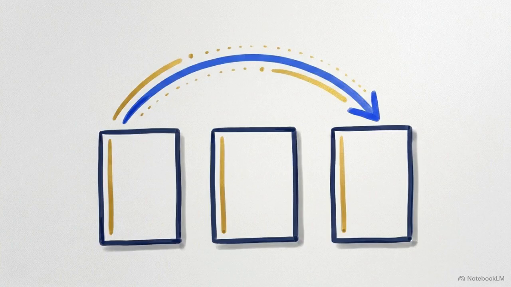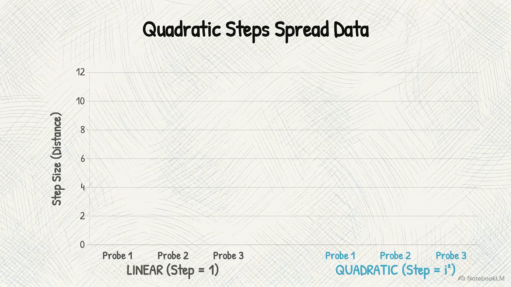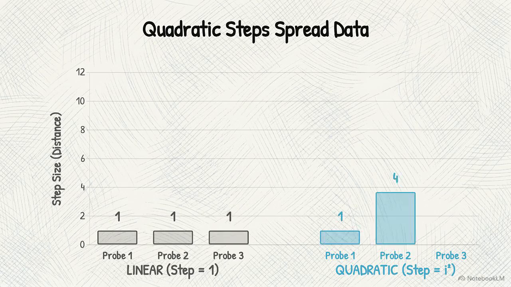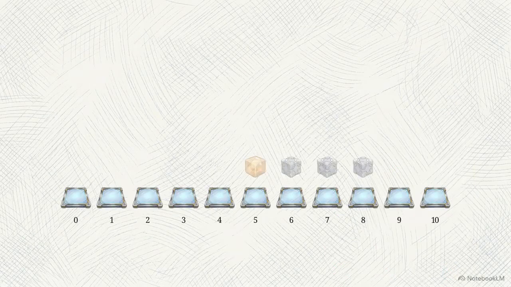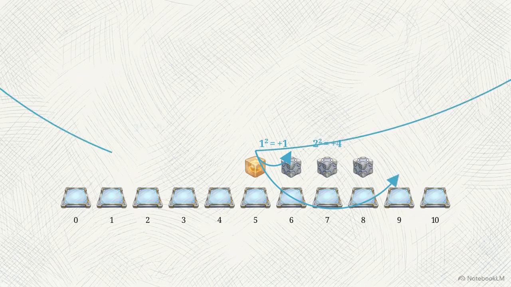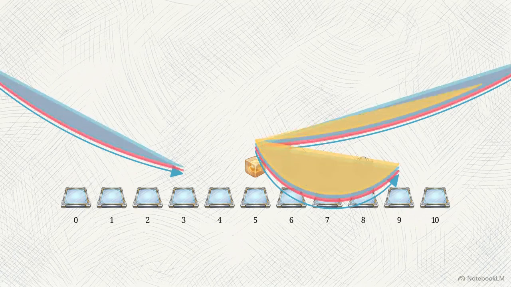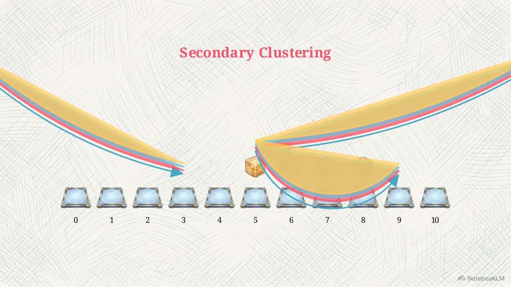To prevent these bottlenecks, we can use quadratic probing. Instead of checking every single slot in order, the system uses an exponentially growing step size to spread the data across the table. From our starting point at index 5, the first jump is 1 squared, just 1 space away. If that's full, the next jump is 2 squared, or 4 spaces. The third jump is 9 spaces. These wider gaps help the data bypass existing clusters.